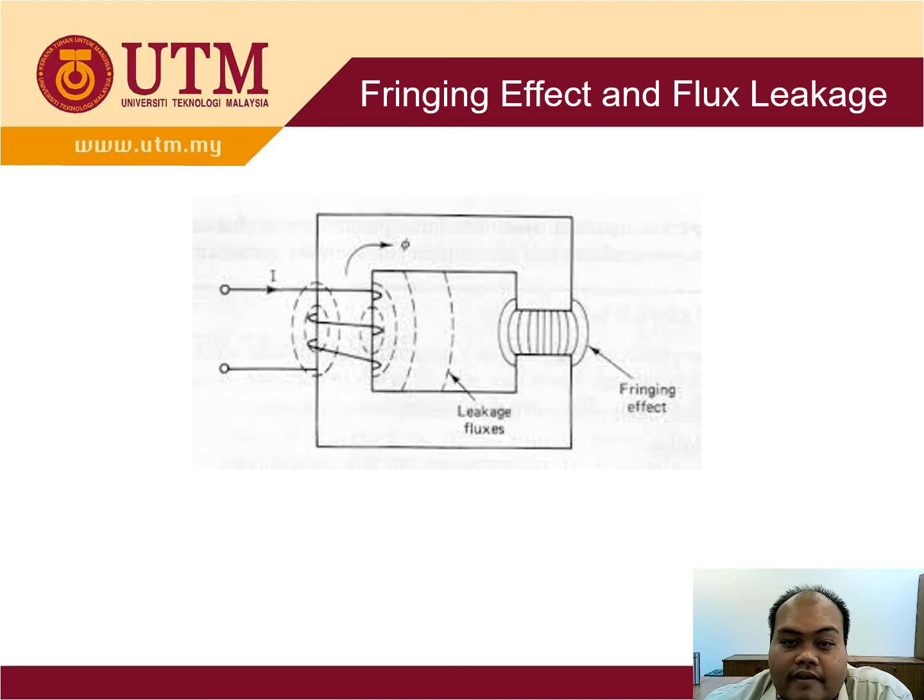So that is the flux leakage. How about fringing effect? Fringing effect is basically located at the air gap. You can see here the flux is bulging out. Basically when the fringing effect occurs, the area of the air gap is increasing. But for this case you no need to consider this, because usually it is neglected. This is just to know the basics.